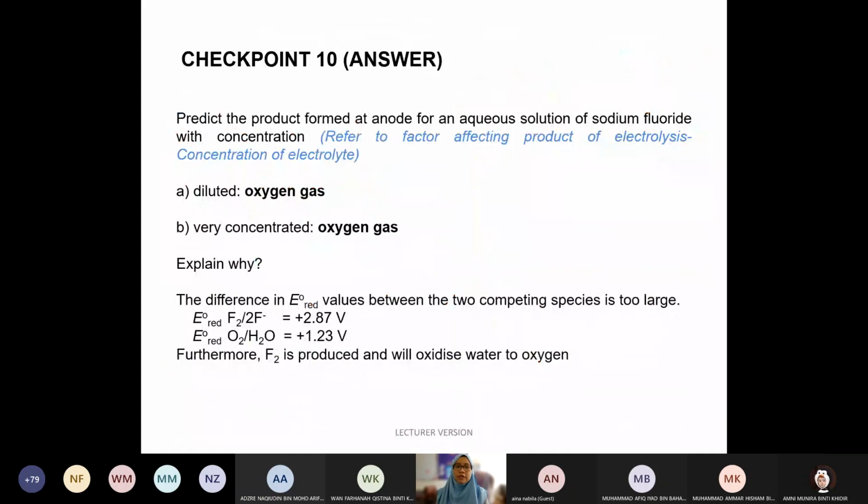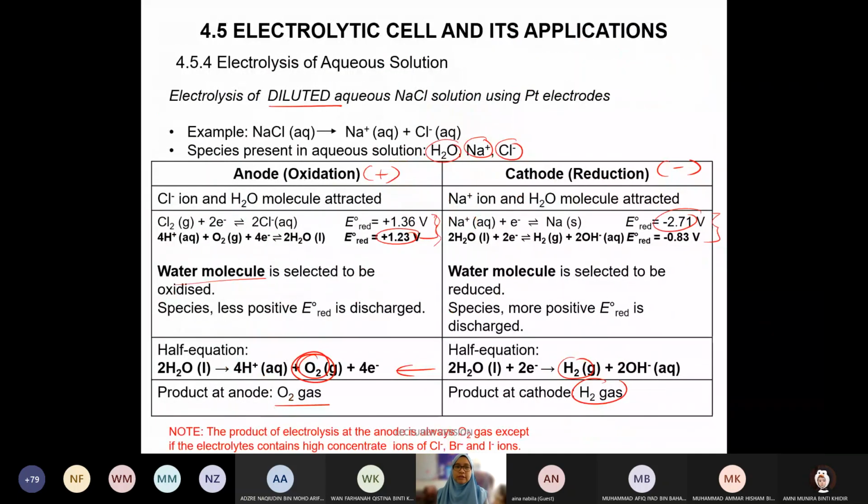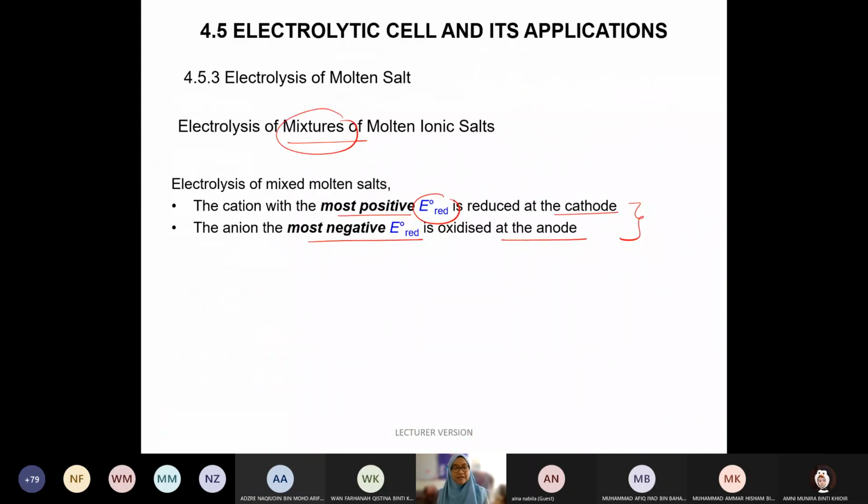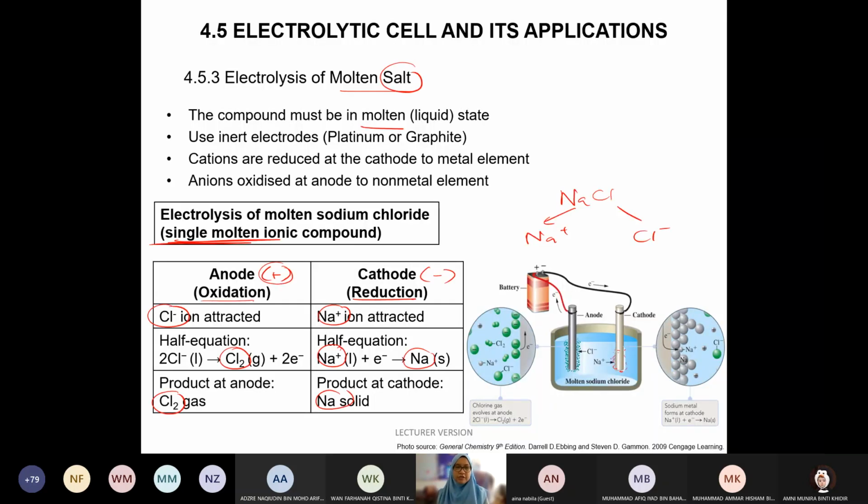Okay, so all the checkpoint, okay, we cannot answer all the checkpoint now. Okay, so this will be your homework lah. Okay, so make sure that you complete all the checkpoint, then 10 to 15 minutes before we start our topic 5 next week, okay, we will go through the checkpoint answer first. Make sure everybody do it. Okay, all right. Any questions so far before we end our session today?